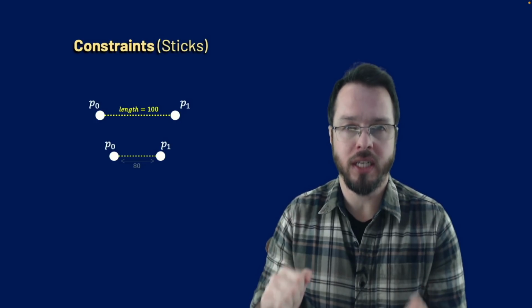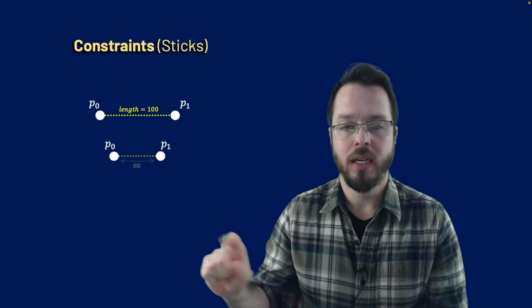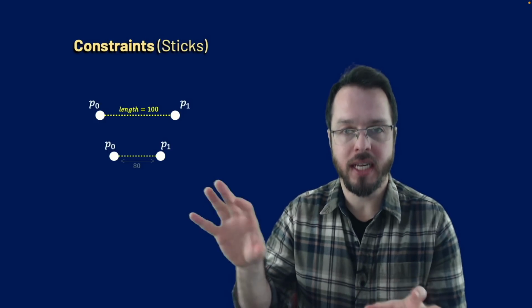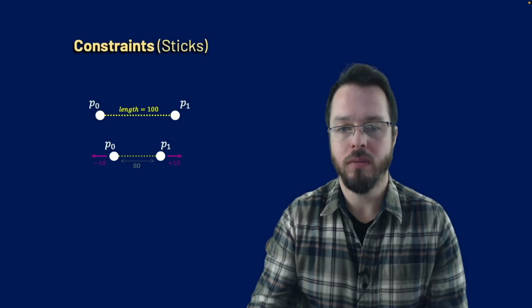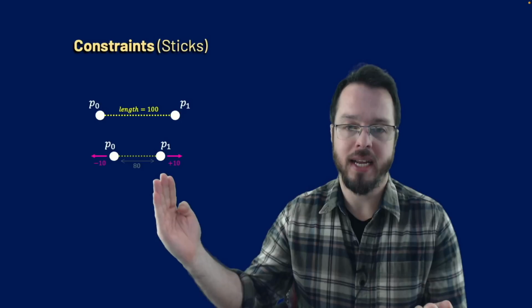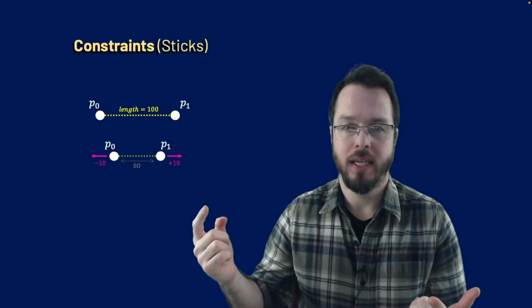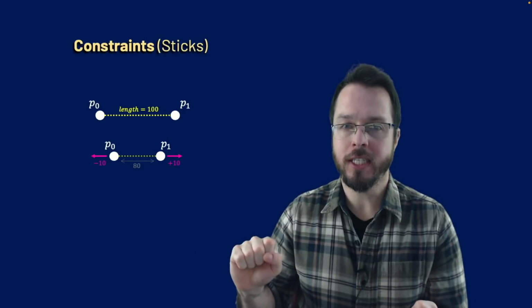If they are closer than they should be, let's say 80, we need to get back to 100. So I have to calculate and find the percentage of change. I need to apply 10 here and minus 10 there to get back to 100. Do you see how we are going to approach this?